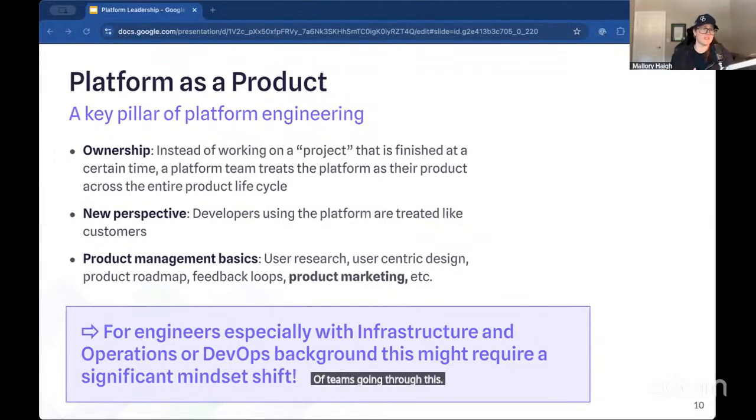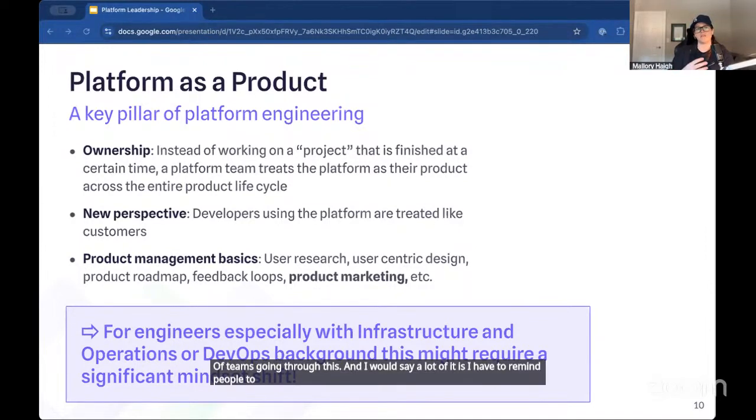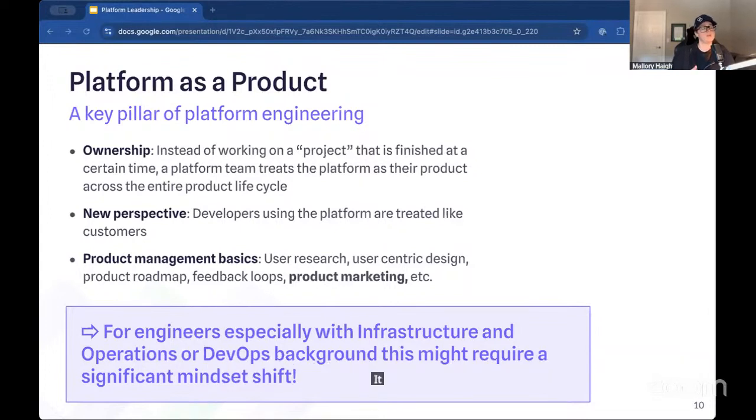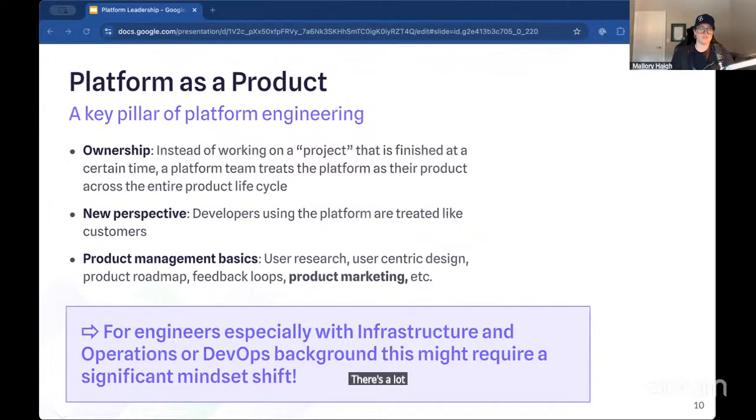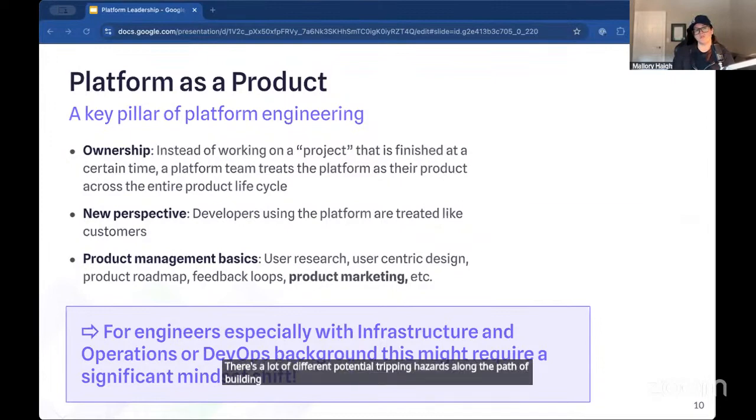And I would say a lot of it is I have to remind people to get a little bit out of that engineering mindset and more into that platform as a product way of thinking. It's often just reminding people of things like think a bit higher level, don't get too deep in the weeds. Really think about how you're going to drive value here, how you would market and sell this thing. There's a lot of different potential tripping hazards along the path of building a platform if you don't adopt this mentality early on and keep yourself honest.